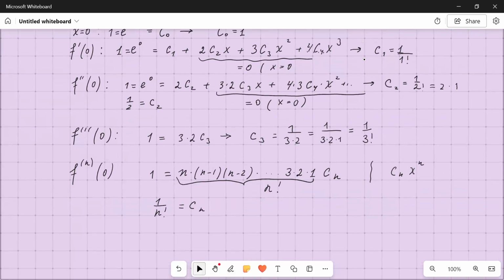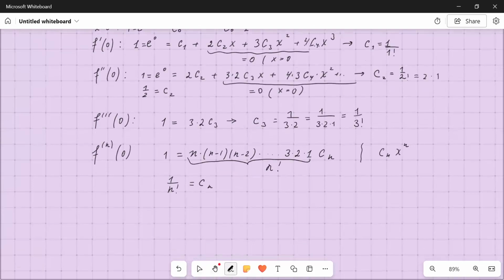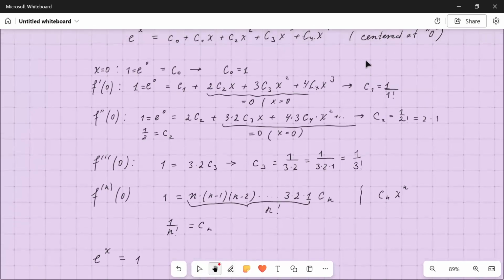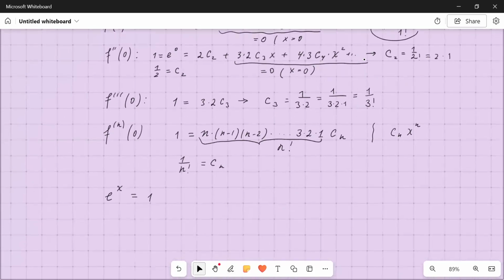So guys, now I'm going to summarize all my calculations and write down the actual exponential function as a series. e to the power of x, and my C0 is equal to 1, plus 1 over 1 factorial x plus 1 over 2 factorial x squared plus 1 over 3 factorial x cubed plus lots of terms, and eventually we are going to have the term 1 over n factorial x to the power of n, and actually there are going to be infinitely many of them, right? Because it's an infinite series.